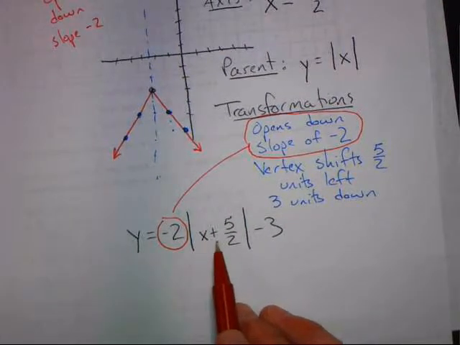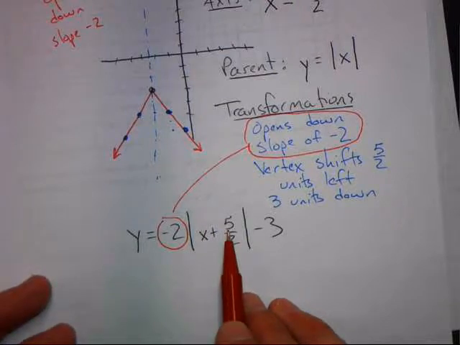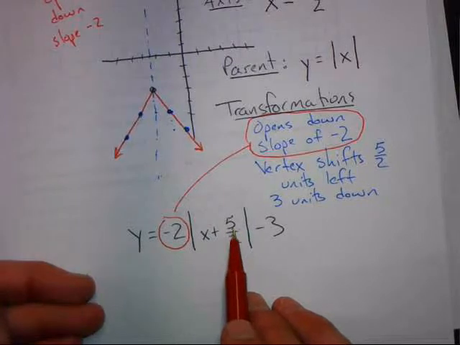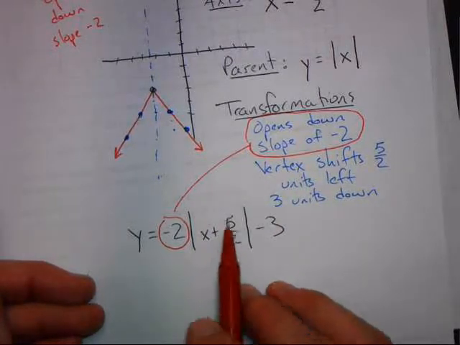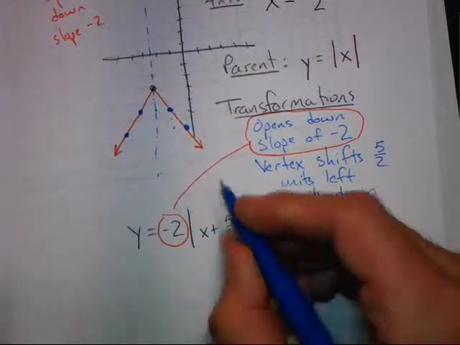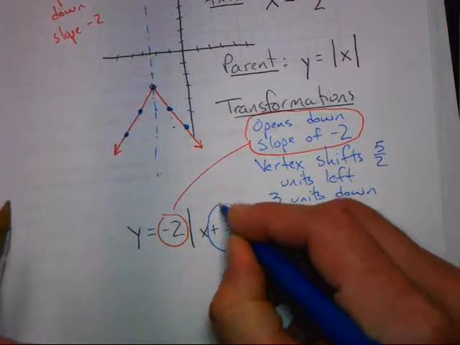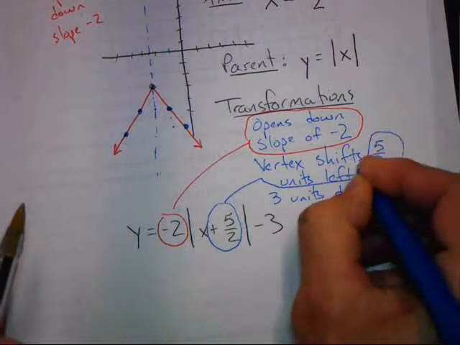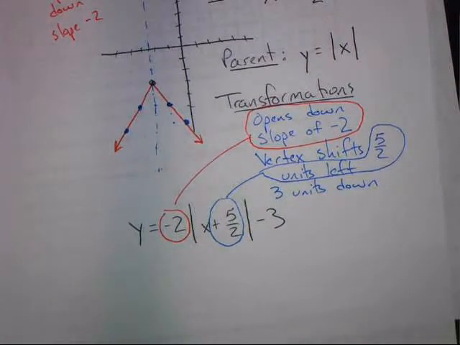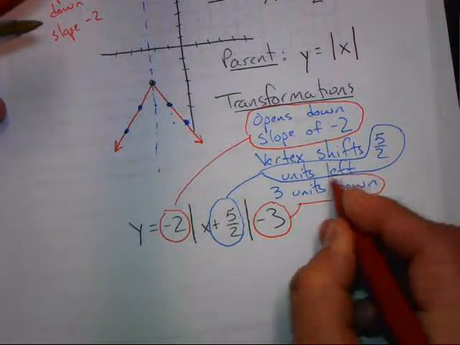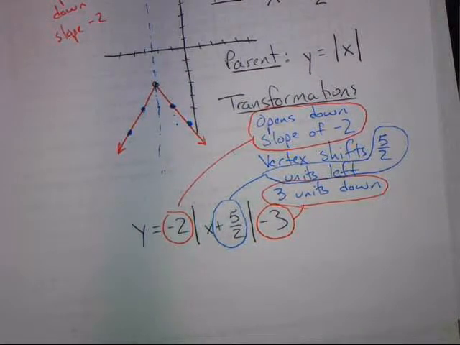Notice what's happening with the x. It reads x plus 5/2. And remember that tricky thing with the x. Remember, like h could be opposite. What does the x plus 5/2 mean? That means the vertex is shifting 5/2 units to the left. So even though it has plus 5/2, it's shifting 5/2 units to the left. And then lastly, this minus 3 says it's shifting 3 units down. So we can tell all of this information just by looking at the equation.